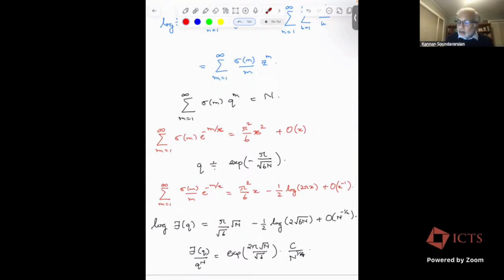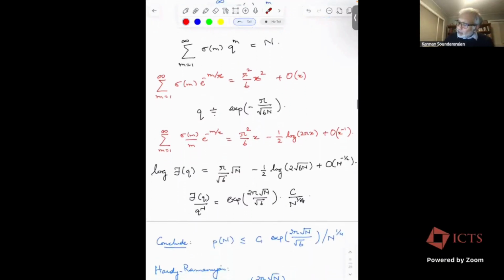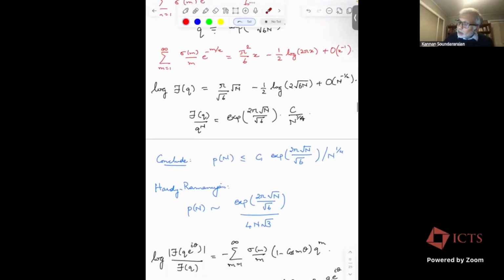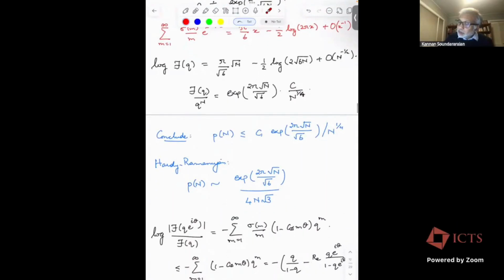Okay. Now, what I've shown so far is that the number of partitions of n is bounded by this, because we chose q so that this object was minimized, and that gave you a bound for the answer. And so that's the upper bound for the number of partitions. It's already a very good upper bound, as you can see, because the asymptotic formula of Hardy and Ramanujan has the same nature here. And the main difference is that instead of an n to the 1/4 in the denominator, you get an n in the denominator.